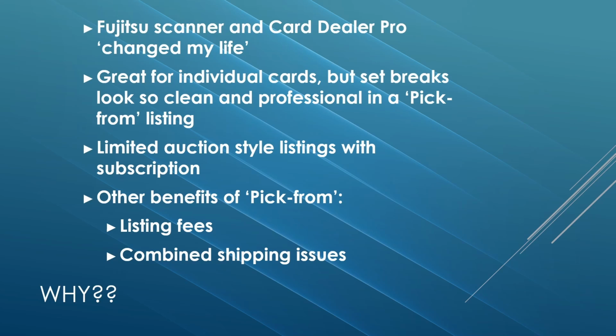And then the other thing that anecdotally I've run into quite a bit is when you have thousands of listings and you've listed them at different times, you may have issues when it comes to combined shipping, especially since eBay implemented the automatic payment when you accept offers. It's been making it a little bit more difficult to easily combine shipping for customers, and it's become kind of a pain in the butt. So when you actually do the pick from lists, those shipping issues can kind of go away, especially if you've got someone coming in and just looking for your set breaks.